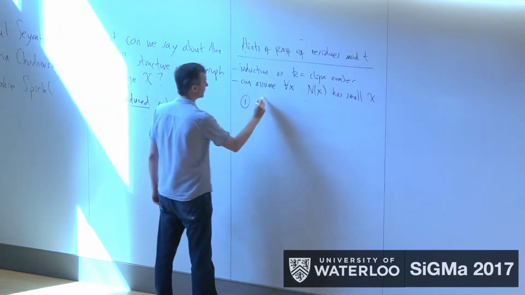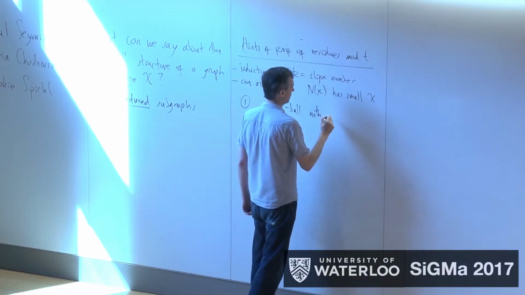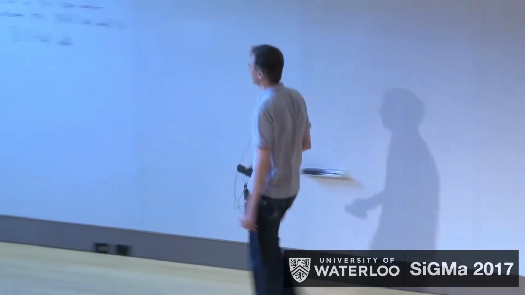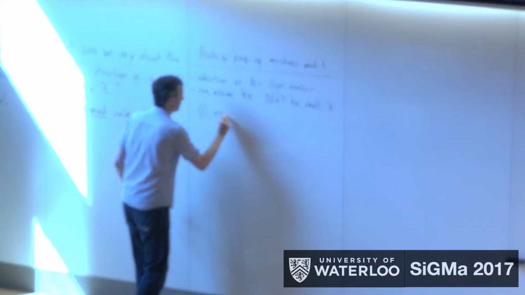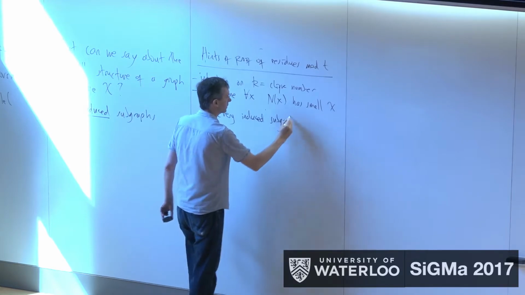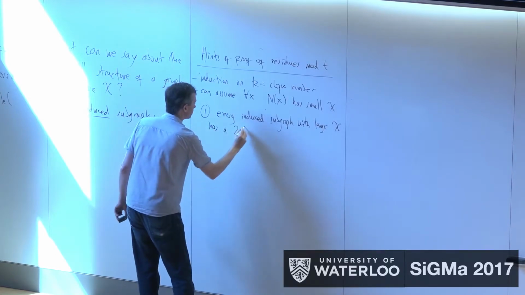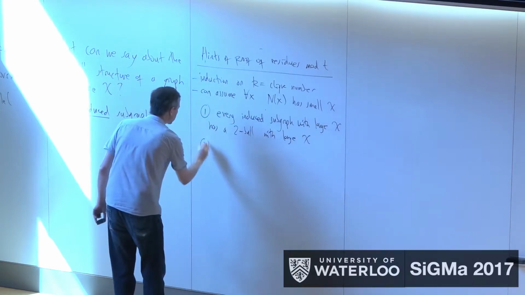So firstly is that there's a two-ball. So I want to do something slightly stronger than that. Okay, so let me make a slightly stronger statement. So first one is every induced subgraph with large chi has a two-ball with large chi. So we're going to split into 3 cases. I'll explain this in a second.